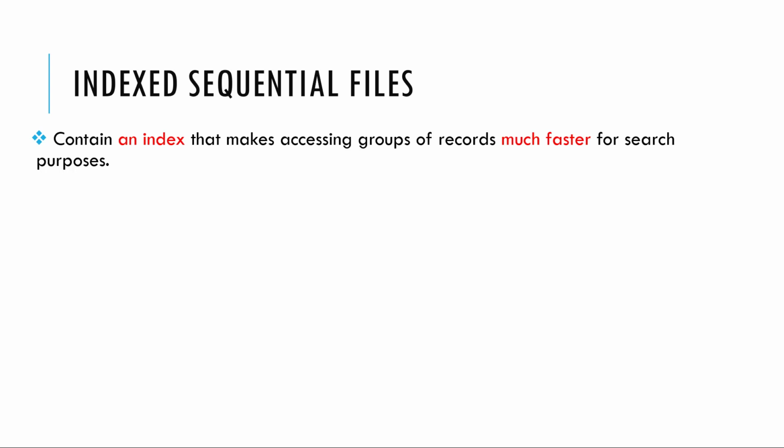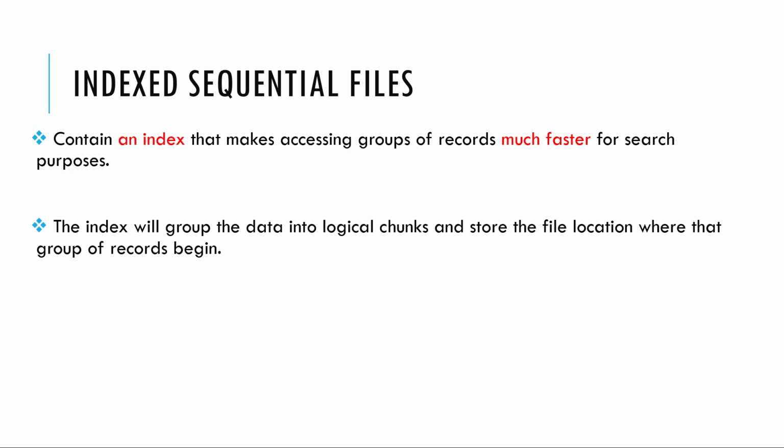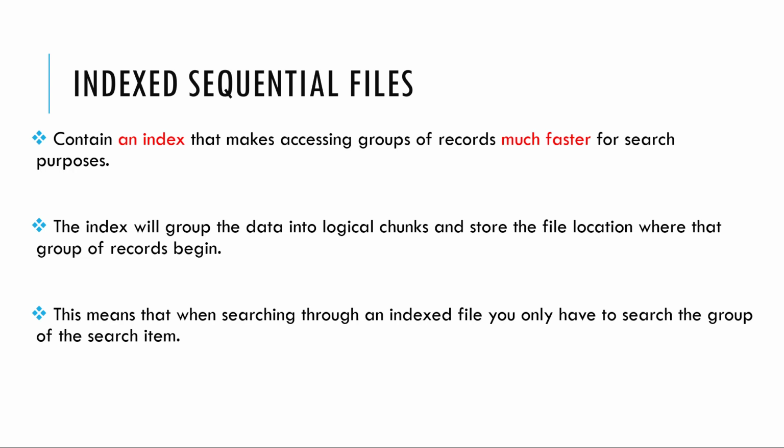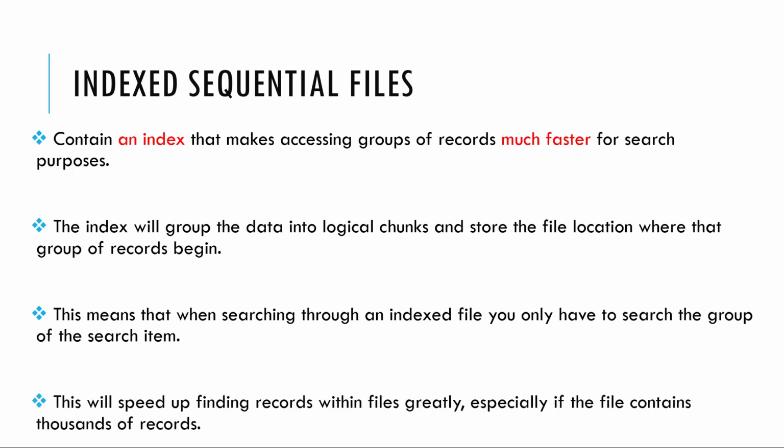So then when you have an index sequential file, they have an index that makes accessing groups of records much faster for searching purposes. The index will group the data in logical chunks and store the file location of where the group of records begins. That means when you're searching through an index file, you only have to search for the group of the search item to interrogate further, and that speeds up finding the records quite a lot, actually.